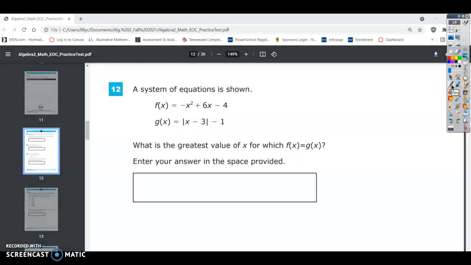Algebra 2, EOC practice test number 12. A system of equations is shown, f of x and g of x. What is the greatest x for which f of x equals g of x?